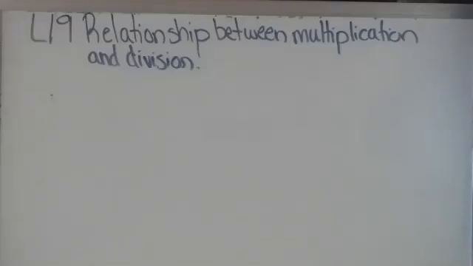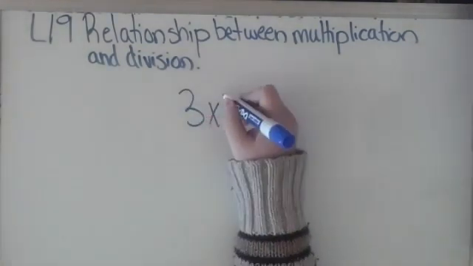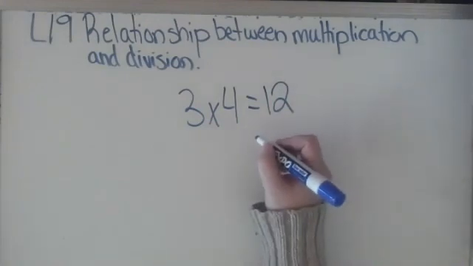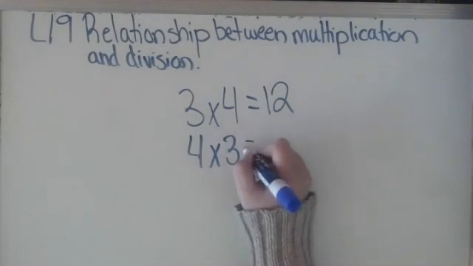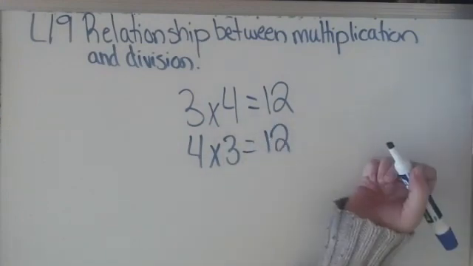This is lesson 19 for Saxon 5, relationship between multiplication and division. When you're looking at multiplication and division, it has a really nice relationship where, for example, if I do 3 groups of 4, I get 12. Now, for multiplication, I can make another multiplication fact and I can switch these around and do 4 multiplied by 3 is 12, or 4 groups of 3 is 12.